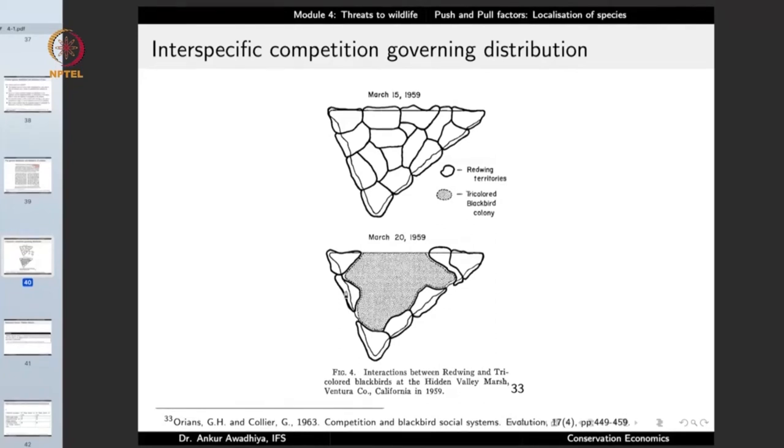So this is an example of interspecific competition that governs distribution. And here the blackbirds are acting as push factors for the redwings, so that they are pushing them away from their original territories. So there is nothing else in this area that is unsuitable for the redwings. The redwings could have easily formed their colonies as they had done previously, but because these blackbirds are acting as a push factor, they are pushing them out of this region. So this is another factor that governs the distribution and abundance of species.